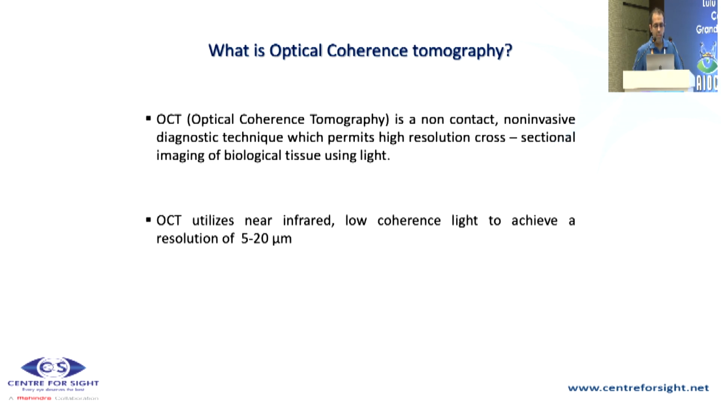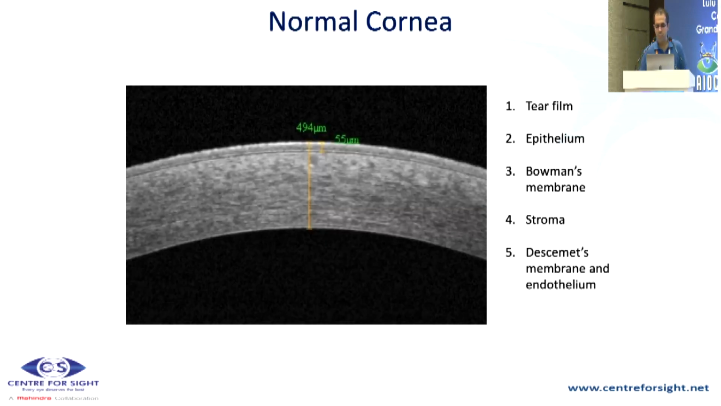So what is an OCT? OCT is a non-contact, non-invasive diagnostic technique that permits high-resolution cross-sectional imaging of biological tissue using light. OCT uses near-infrared, low-coherence light to achieve a resolution of between 5 to 20 microns. Lower the resolution number, better the imaging we get. So this is a normal cornea as seen on the ASOCT.